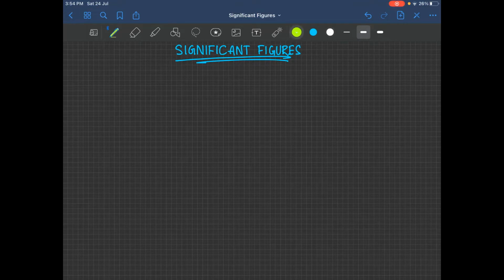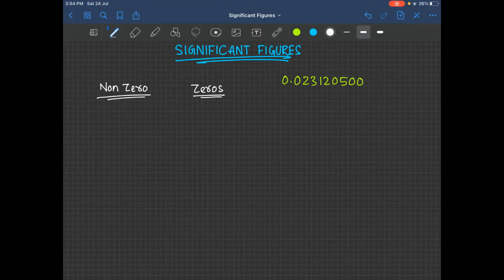Now let's say we have a number like 0.023120500. Let's say this is a number. We have been asked to find how many significant digits there are in this number. What is the algorithm that we should follow? First of all, we should check how many non-zero digits there are. There are non-zero digits in the number and there are zeros, right? So non-zeros and zeros, let's separate them.